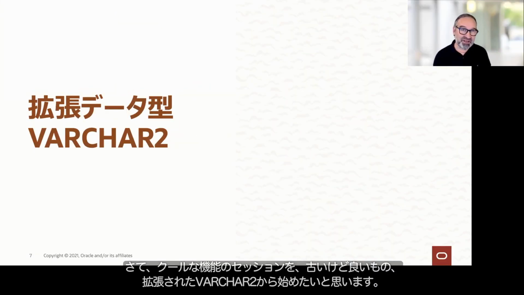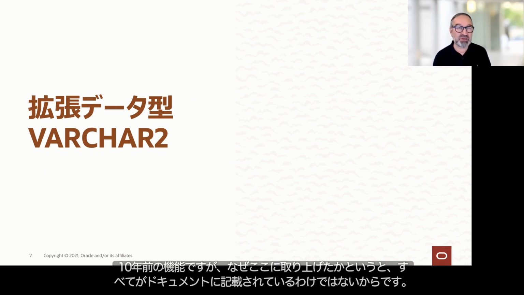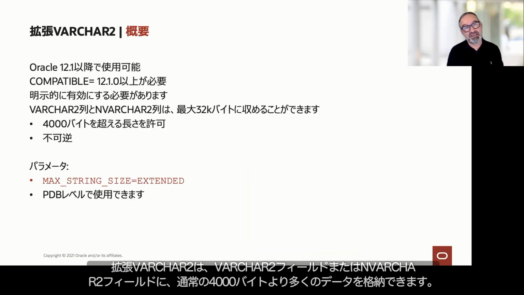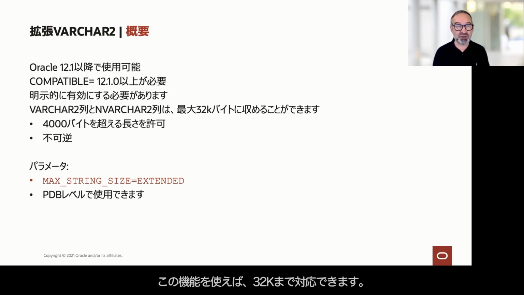Now let me start our cool feature session with an oldie but a goodie, extended VARCHAR2. The reason why we included this here, even though the feature is a decade old already, is that not everything is mentioned in the documentation. So extended VARCHAR2, the idea is that you can store more than the typical 4,000 bytes in a VARCHAR2 field or an NVARCHAR2. So with that feature, it fits up to 32K.